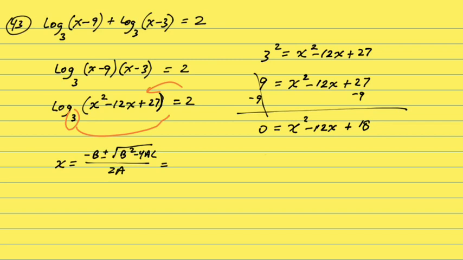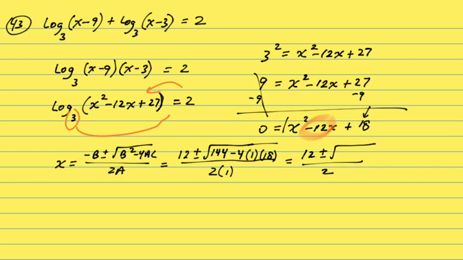Now you should have that from Algebra 1. So what's negative b? Well, that would be a 12. Plus or minus that squared is 144. 4 times a, which is 1, but c is 18. All divided by 2a, 2 times 1. So 12 plus or minus square root all over 2. What is 4 times 18? 4 times 18 is 72. So you have 144 minus 72, which leaves you with 72.